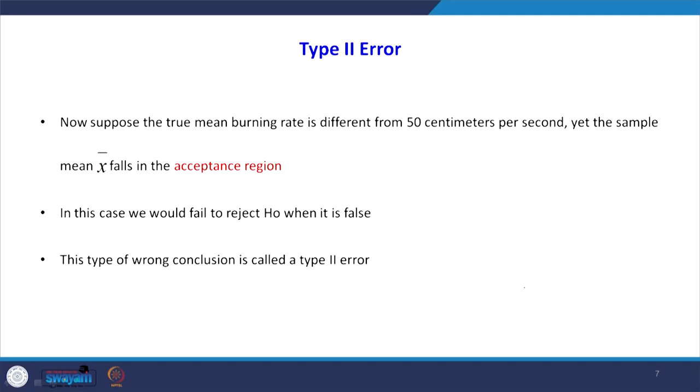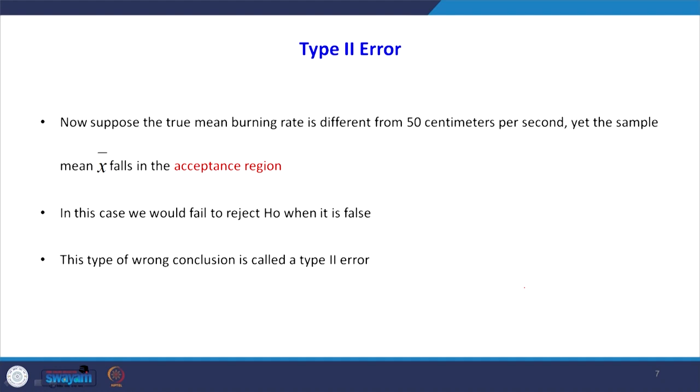Now, suppose the true mean burning rate is different from 50 centimeters per second, yet the sample mean x bar falls in the acceptance region. What will happen? The null hypothesis is not true, but the sample mean is falling in the acceptance region. In this case, we would fail to reject H naught when it is false. So, H naught is false, but still we have accepted our H naught. So, it is false acceptance. This type of wrong conclusion is called type 2 error.